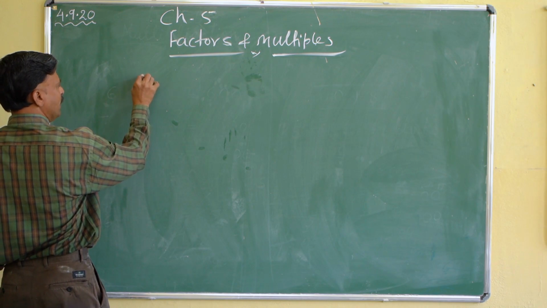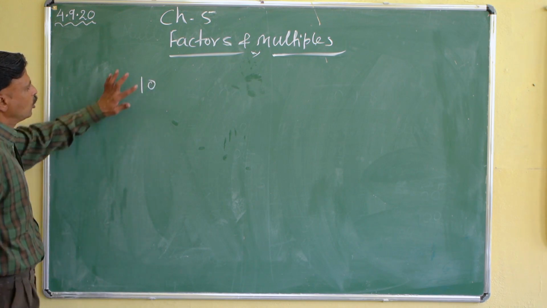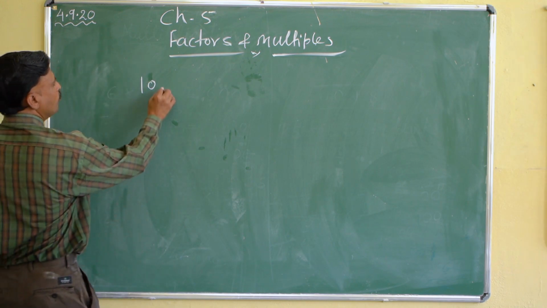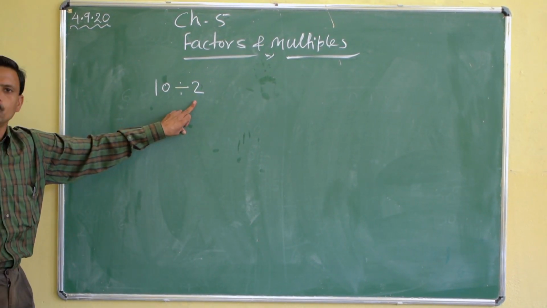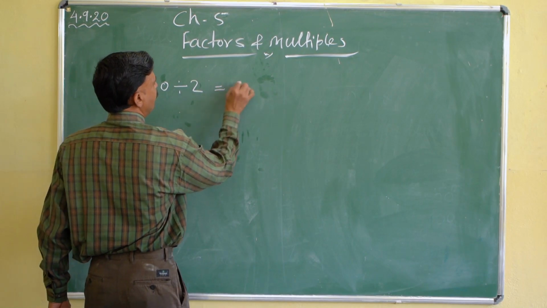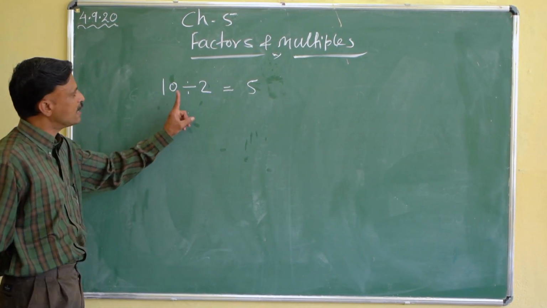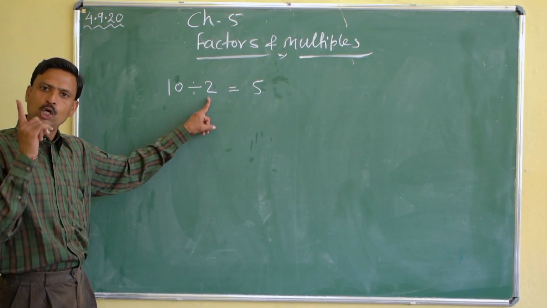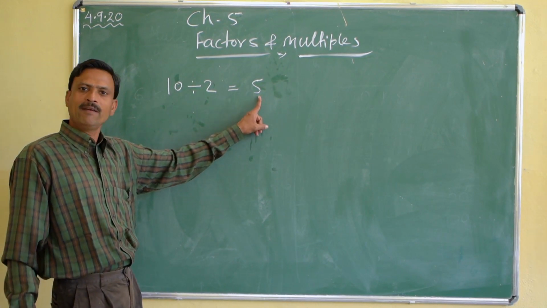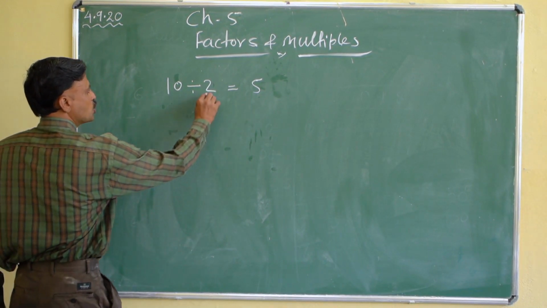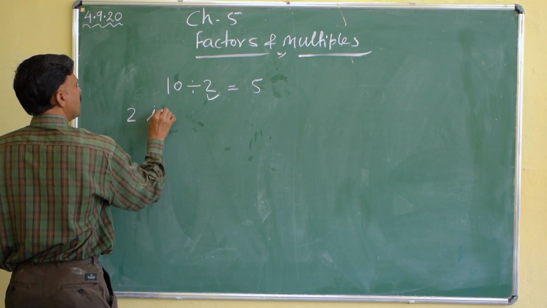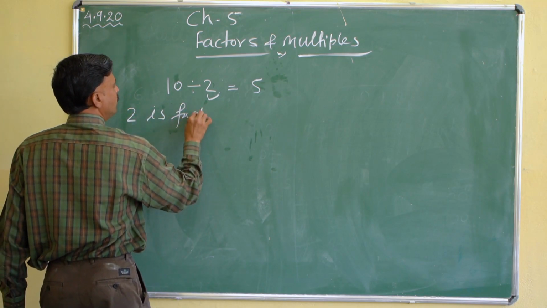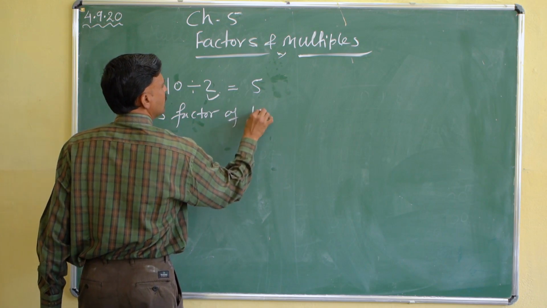For example, if we are dividing 10 by 2, what will you get? You will get 5. It means 10 is exactly divisible by 2, and we are getting 5. Right? So this 2 is a factor of 10. 2 is a factor of 10.